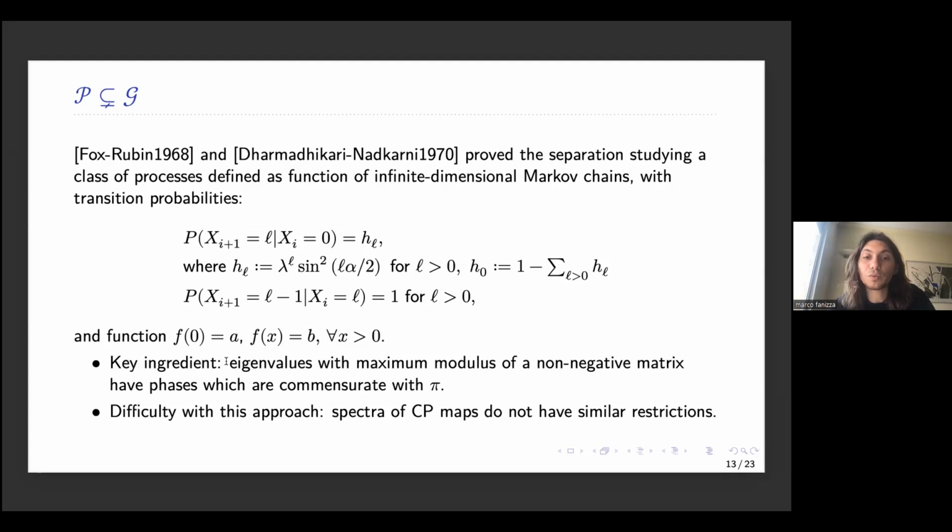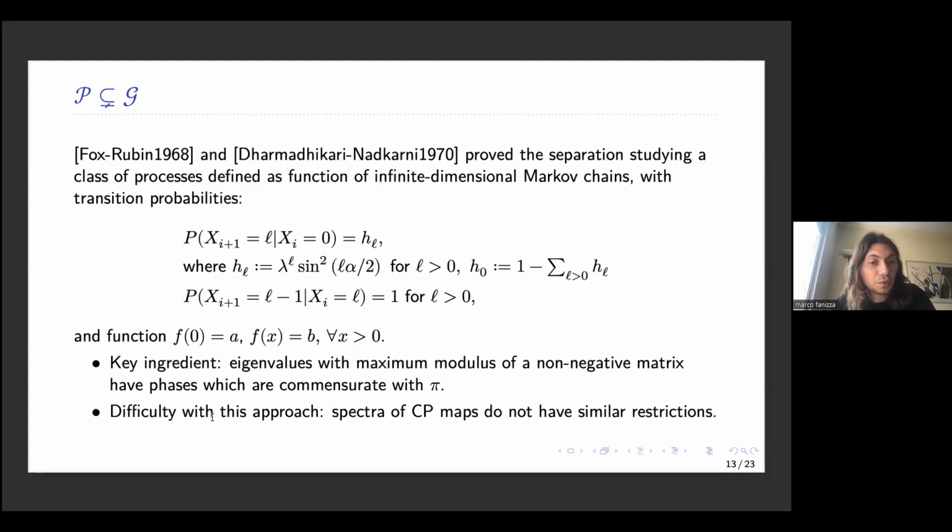So the key ingredient to show that there is not a classical realization for this process is that the eigenvalues with maximum modulus of a non-negative matrix have phases which are commensurate with pi. And one can tune alpha in such a way that it is not commensurate with pi, and this would imply a violation of this fact if there was a classical realization, a positive realization.